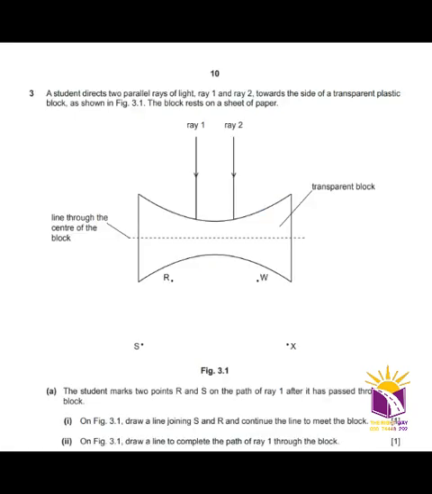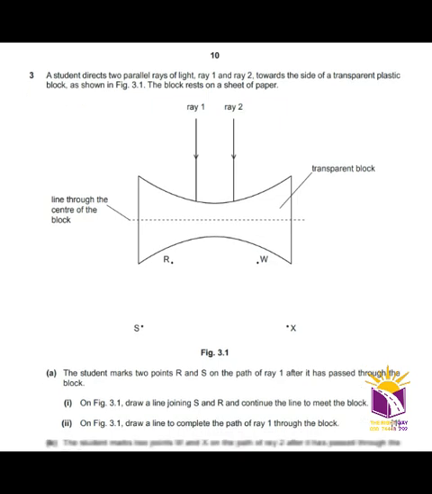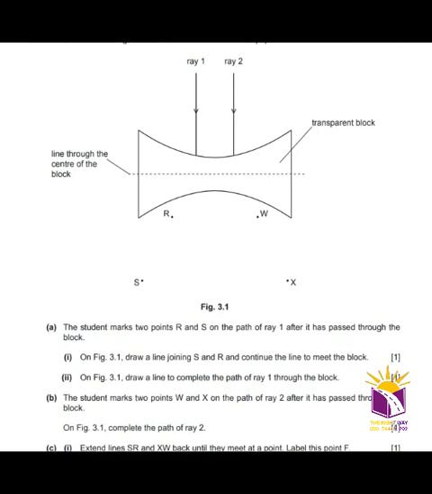Question number 3. A student directs two parallel rays of light, ray 1 and ray 2, toward the side of a transparent plastic block as shown in figure 3.1. The block rests on a sheet of paper. The student marked 2 points R and S on the path of ray 1 after it passed through the block. On figure 3.1, draw a line joining R and S and continue to meet the block.